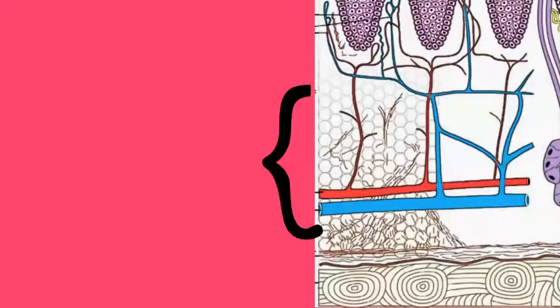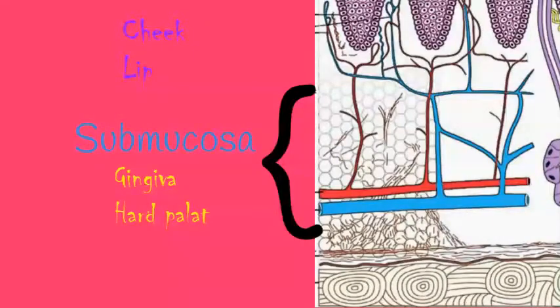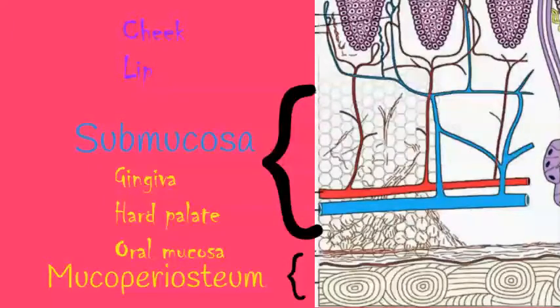Now below the lamina propria is another layer of connective tissue called submucosa. In some regions such as lip and cheek the submucosa is present. But in gingiva and hard palate the oral mucosa is directly attached to the periosteum of bone without any intervening submucosa. This type of firm attachment is known as mucoperiosteum.